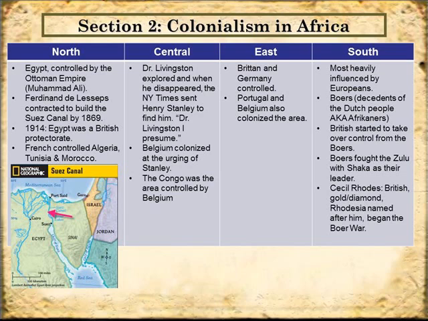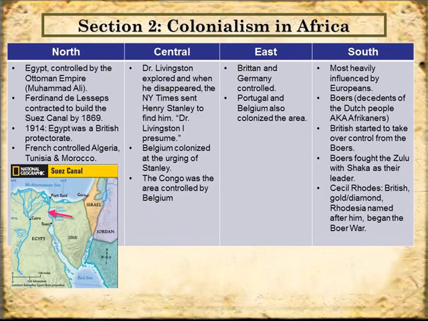In Central Africa, we have Dr. Livingstone, who should have an E at the end of his name there, who explored, and when he disappeared, the New York Times sent Henry Stanley to find him. "Dr. Livingstone, I presume" is a famous quote that Henry Stanley said upon seeing him. It's a very interesting story. He took many notes and was there for several years, and you will be doing a reading of his diary when you go into the review section for this chapter. Belgium even colonized an area at the urging of Stanley, and the Congo was the area controlled by Belgium.